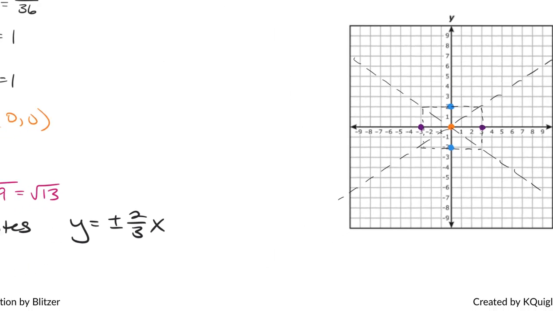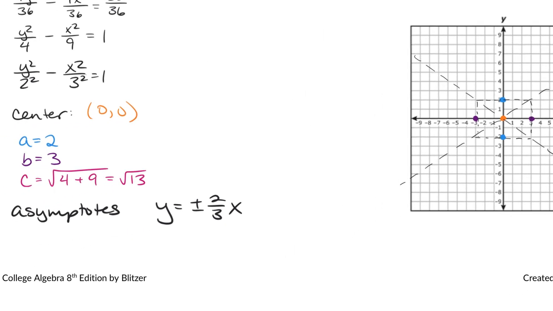Okay, so the other thing that we need before we finish this problem is the coordinate points of the foci. Now, because this one has a vertical transverse axis, we're not going to add and subtract the number c from the x-coordinate. We're going to add and subtract it from the y-coordinate. So it's at (0, negative square root 13) and (0, positive square root 13).